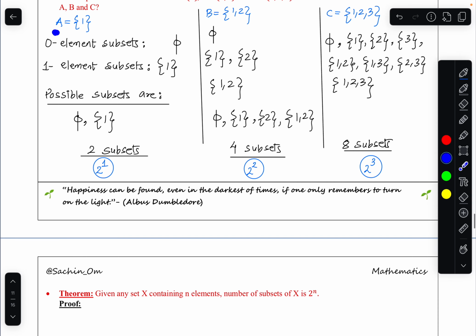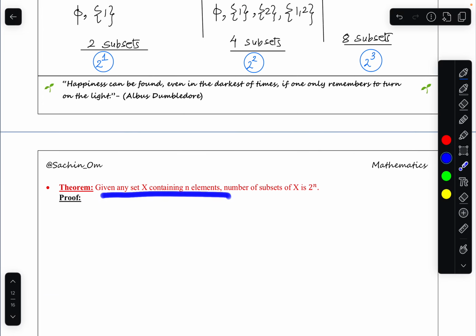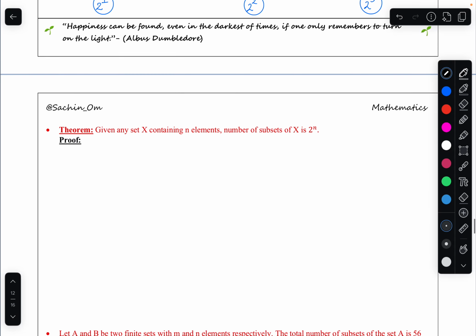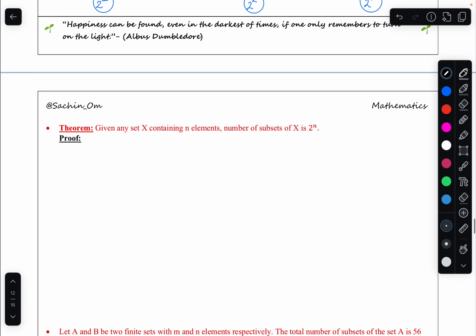We observed then that when we have a 1 element set, the number of subsets is 2 power 1. When we have a 2 element set, the number of subsets is 2 power 2. When we have a 3 element set, the number of subsets would be 2 power 3. So here's a generalization: given any set X which has n number of elements in it, its number of subsets would be 2 to the power n. So we'll talk about the proof of this result, and I'll just borrow the result from binomial theorems.